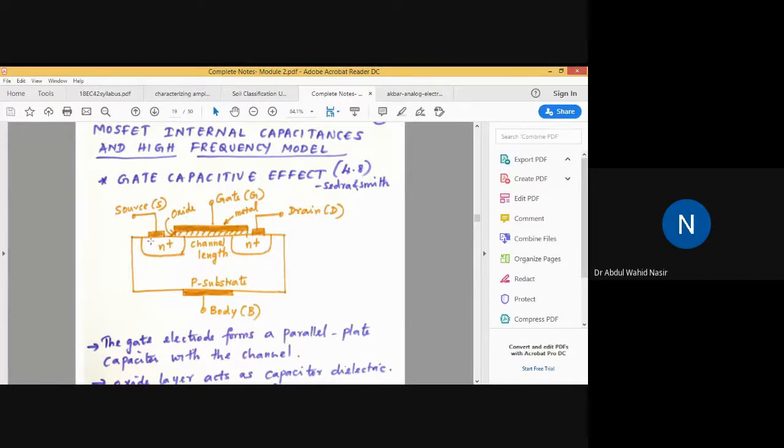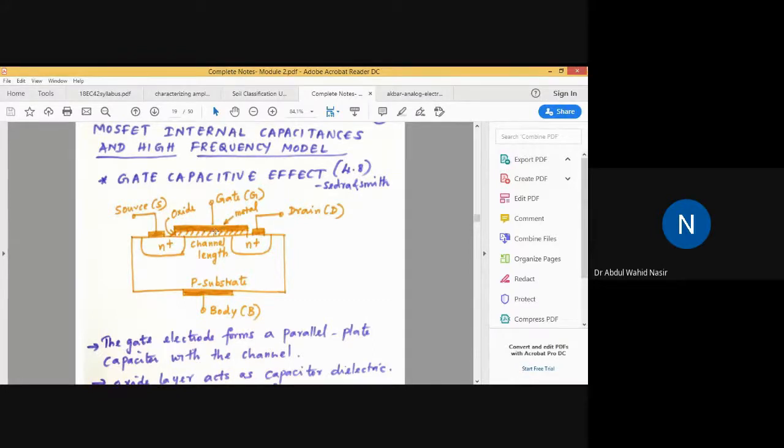The construction of the MOSFET is such that it will have internal capacitances. First of all, the capacitance we will take is the gate capacitance. Why is it very important? Because once we know the gate capacitance, all the other capacitances that we are going to see can be defined in terms of the gate capacitance.